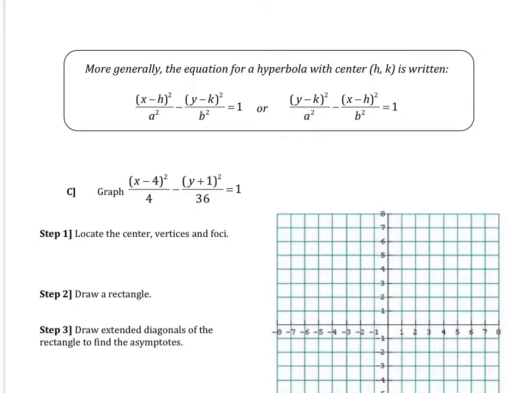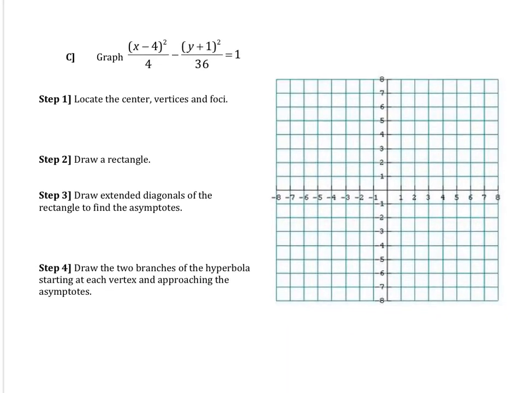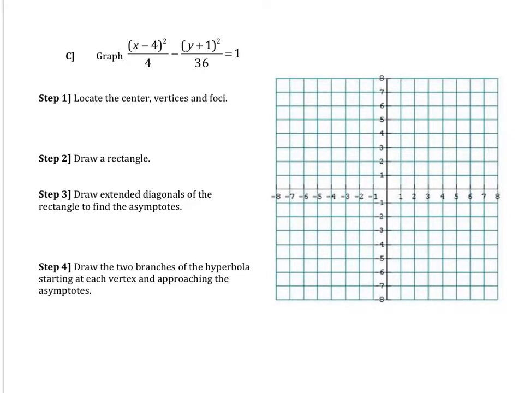Okay, so graphing when our center is not at the origin. All right, so we should be able to see from this equation that our center is at (4, -1). So again, locating the center of a hyperbola is no different than it was for an ellipse or even for a circle. So (4, -1) is our center.